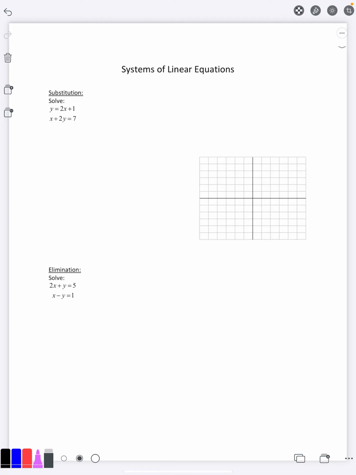This video is going to review how to solve basic systems of linear equations. Now, there are many different methods that can be used to solve these systems. We are going to be focusing on what are usually the first two that you learn in an algebra class, called substitution and elimination.